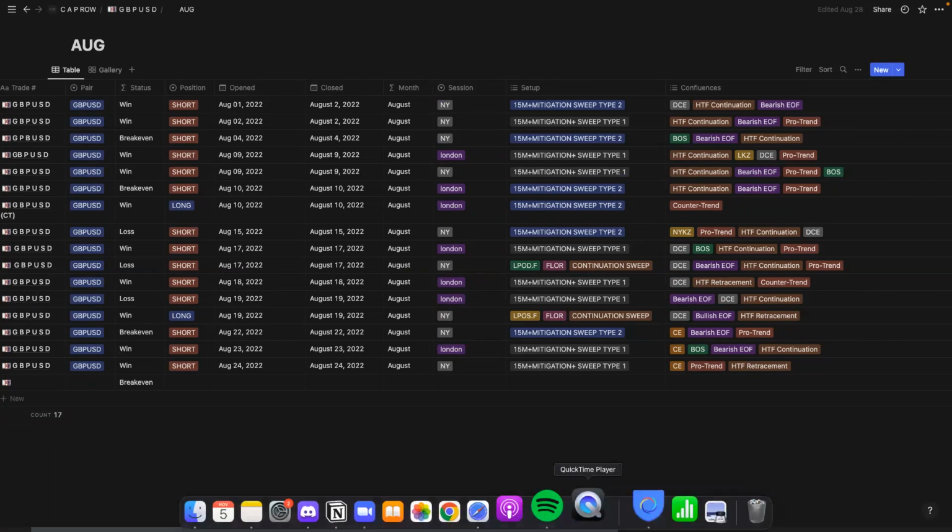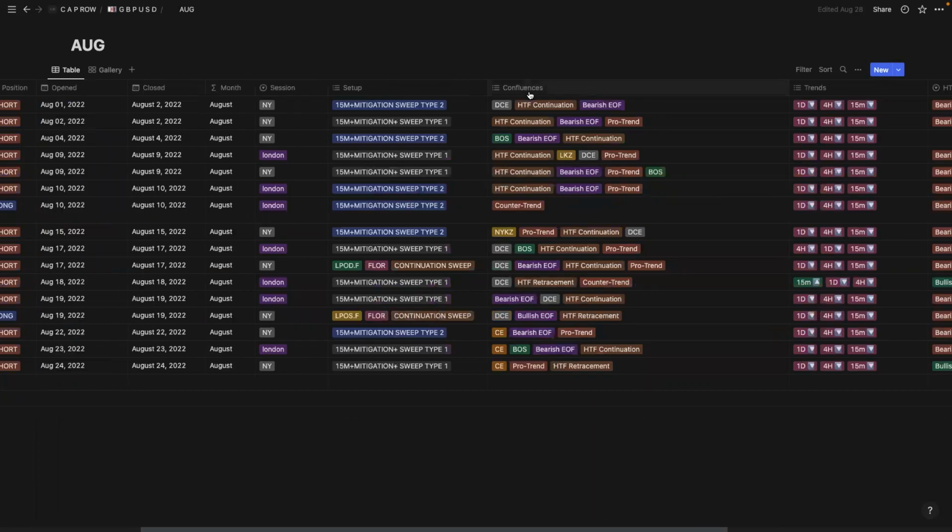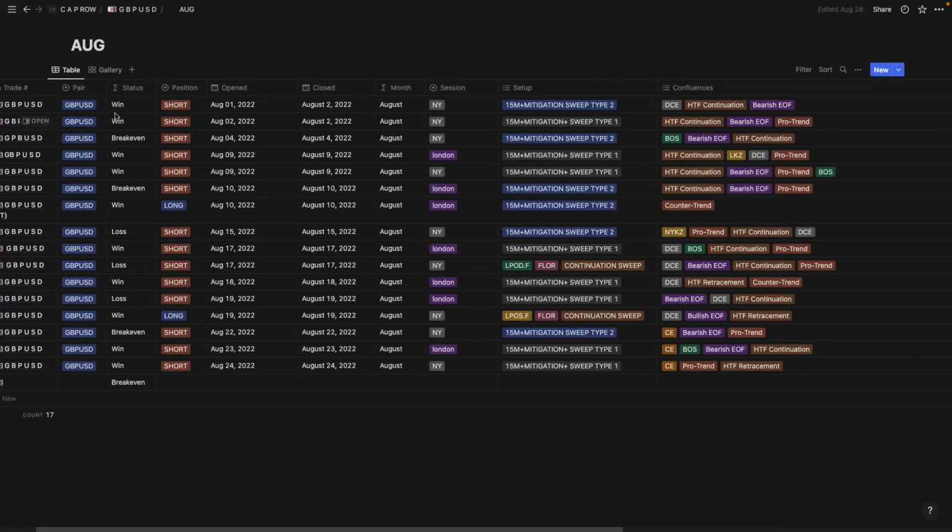Now you come to the confluence. Now if you win most of the time, what are the confluences? Number one: win, higher time frame continuation; win, higher time frame continuation; win, higher time frame continuation.